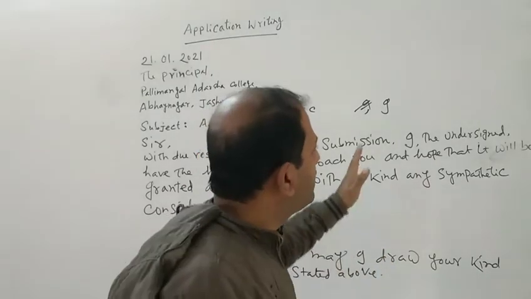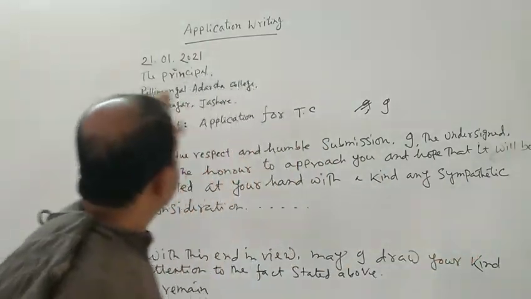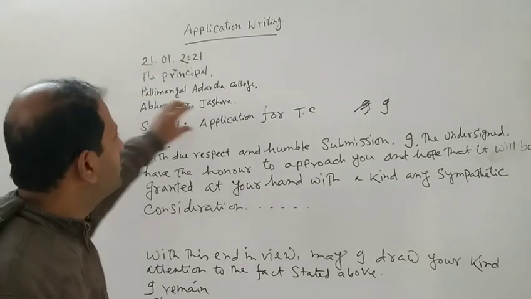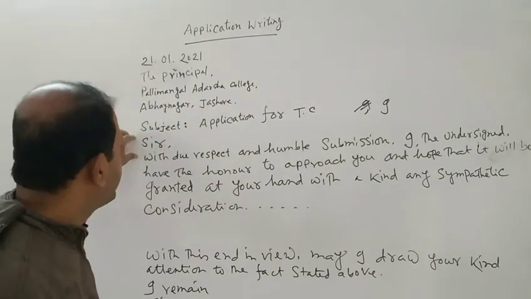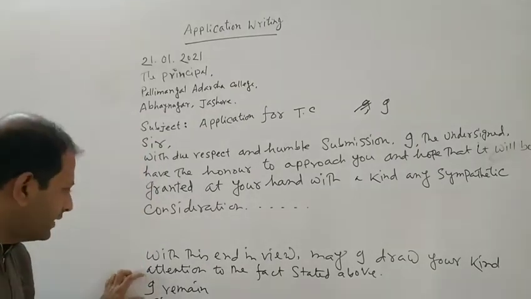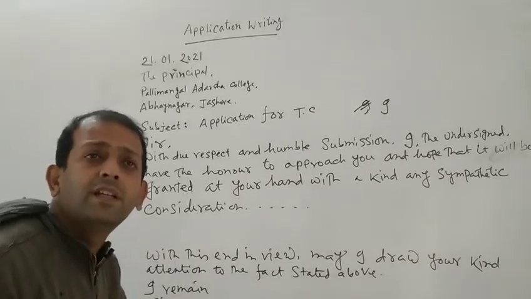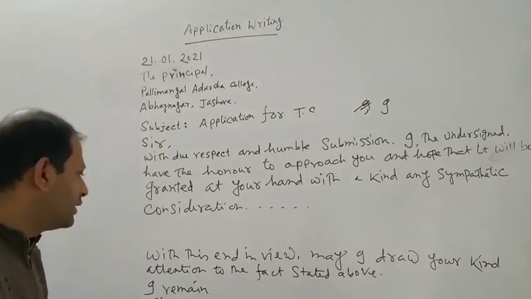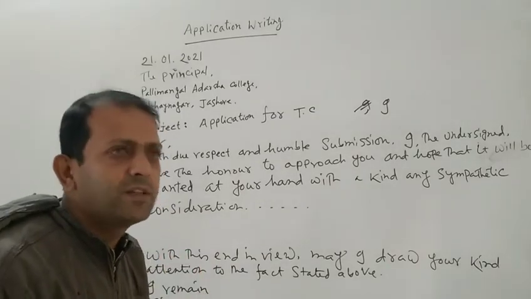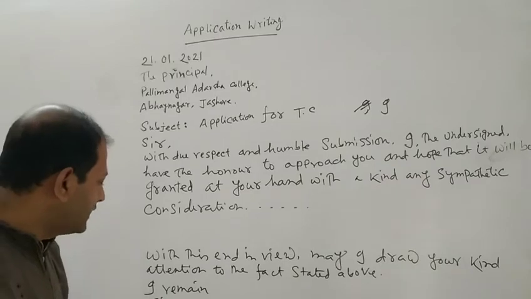You will write the application in very simple, lucid language. If you put the address in the right place, if you put the subject you want in a proper way, then Sir, and if your body is good, and at last I remain, Sir, your obedient pupil, or yours obediently, yours faithfully, yours sincerely. In place of student, you can write pupil. Then your name, your class, and your roll number.